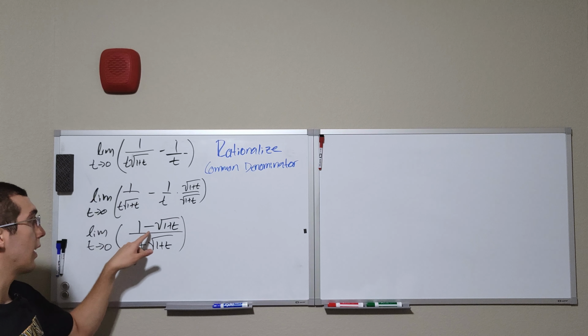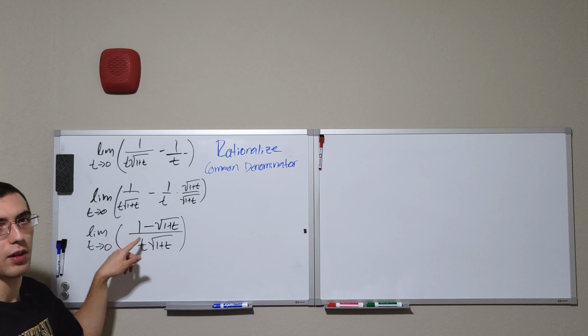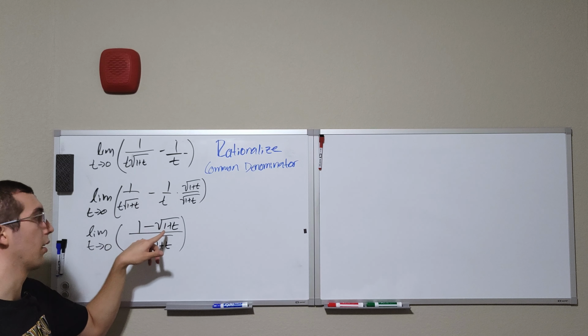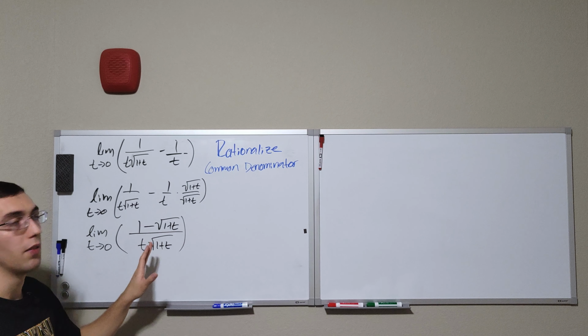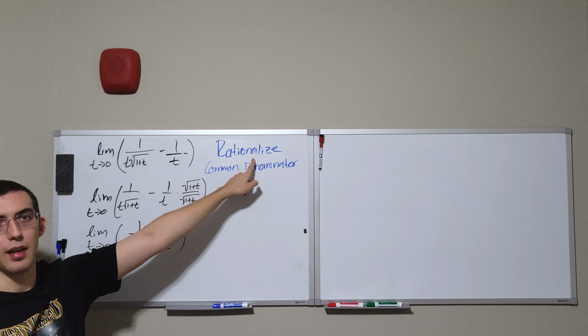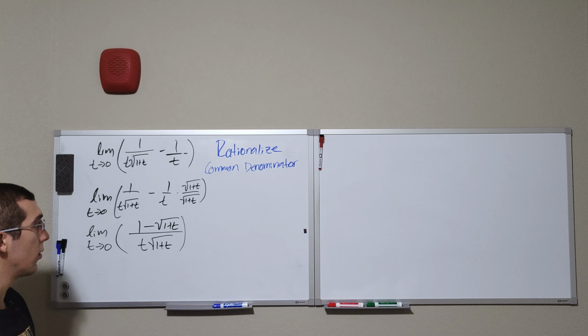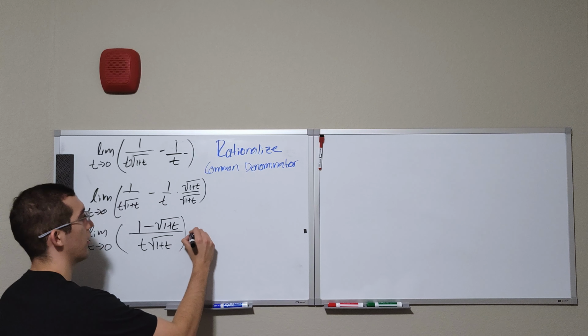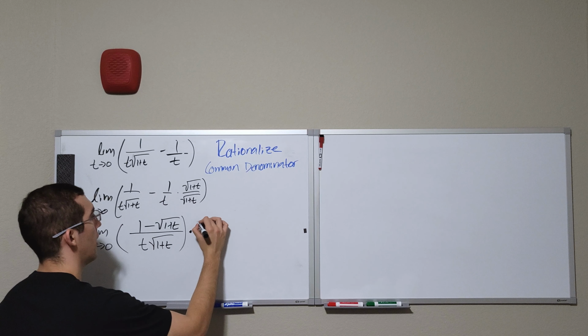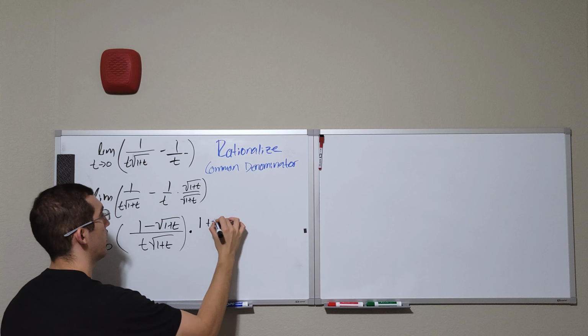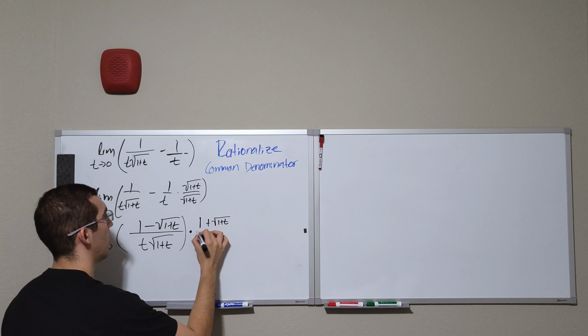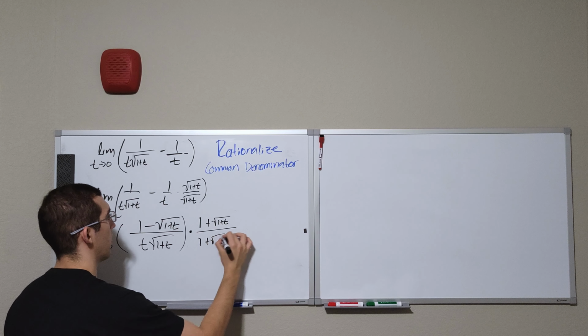Now, hopefully you'll see that we have almost the same pattern as we had in the last problem, this 1 minus something under the square root. So that should give you a hint that the next step is to rationalize that numerator. So what we do again is multiply by the conjugate. So multiply it by this 1 plus square root of 1 plus t over 1 plus square root of 1 plus t.